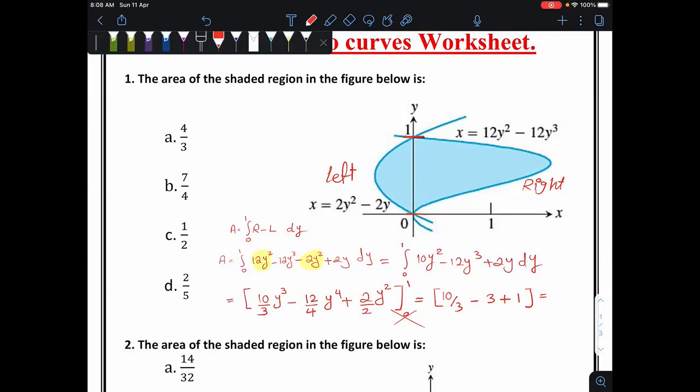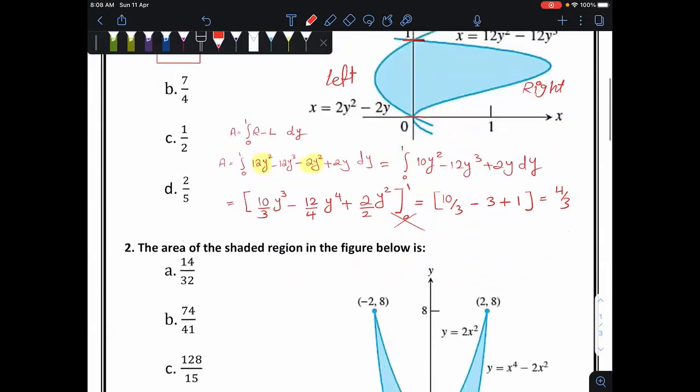So my answer is 4 over 3, which is letter A. Any question? This is how to find the area between two curves when one is the right curve and one is the left curve.